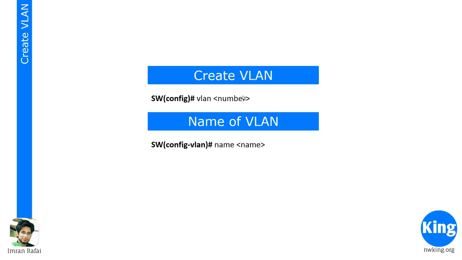You just go vlan and give a number, and you can change the name of that VLAN by saying name and giving a name, whatever name you want. And then do not forget to exit. Type the command exit to apply those changes to your VLAN database.